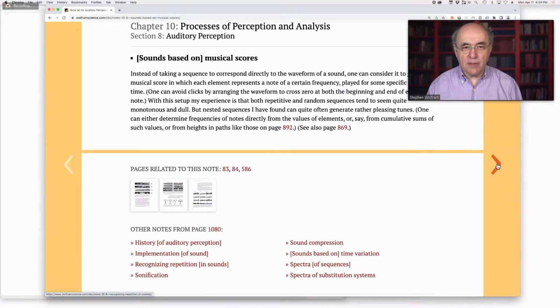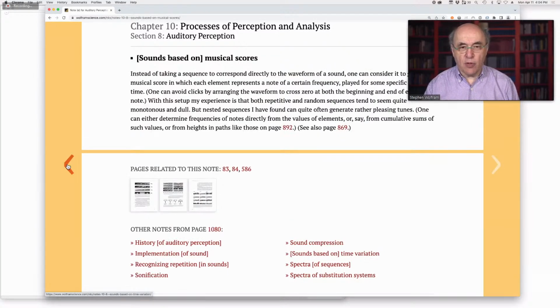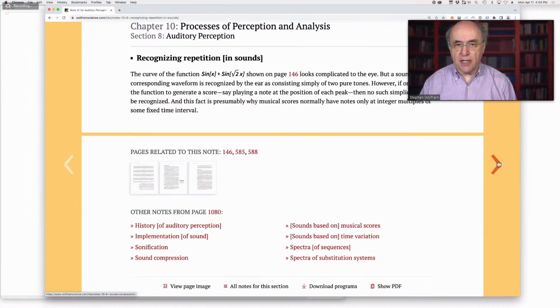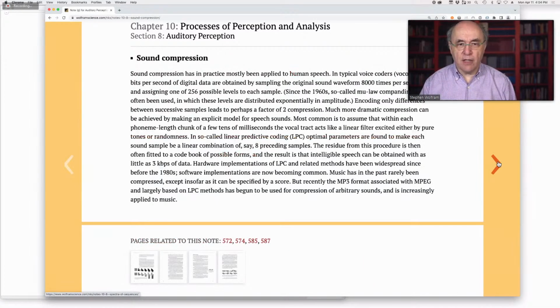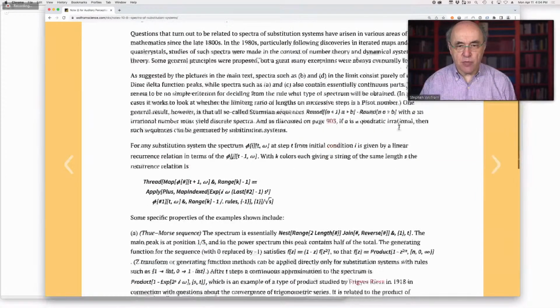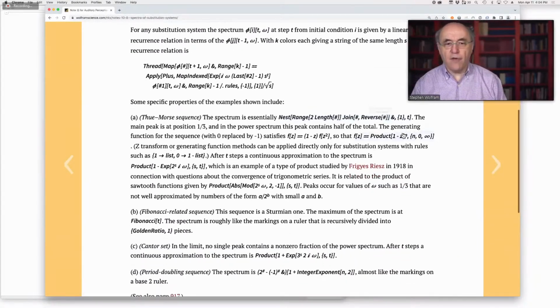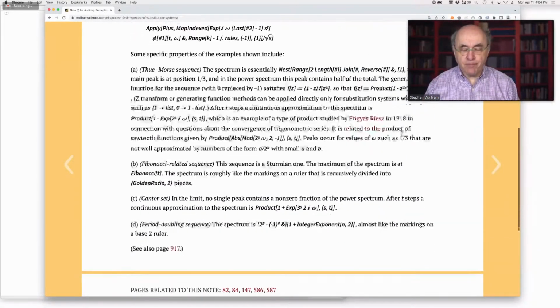It's talking about sounds based on musical scores. Subsequently, we built the Wolfram Tones website based on these ideas of essentially taking cellular automata and rendering them as musical scores. Talking about sound compression, let's not go into that here. This was kind of the non-trivial mathematics of the frequency spectra of nested patterns.